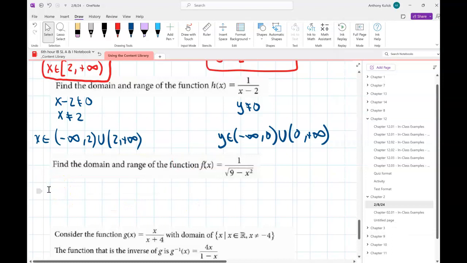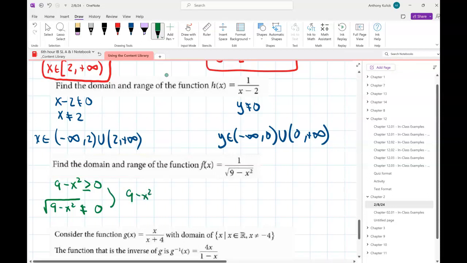What if I did something like this? Oh, geez Louise, Mr. Kulik. All right. So, the stuff underneath the radical, I know has to be greater than or equal to 0. The entire denominator, though, has to be not equal to 0. Everybody agree with that? So if I take those two together, that has to just be strictly greater than 0.